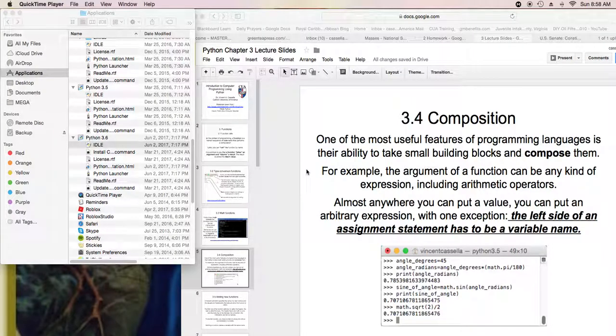Hello, Dr. Casella here again, and in this video we'll be talking about composition. So again, let's go to IDLE and open it up.